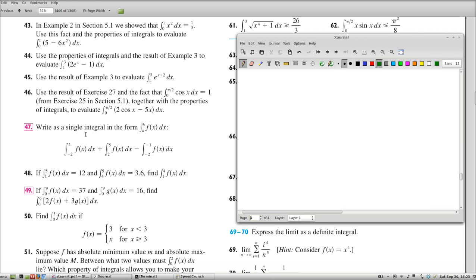So number 47 says, write as a single integral in the form a to b f of x dx. Notice that they don't tell you what f is, and I didn't make a super big deal out of this in class, so it's one reason I want to do it now. They don't tell us what f is, so we just have to use our imagination and imagine it doing whatever, just generic function action. And it looks like the lowest number they consider is -2, and the biggest number they consider is +5.